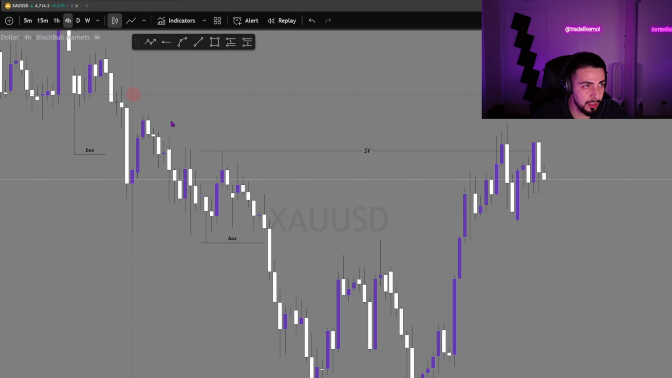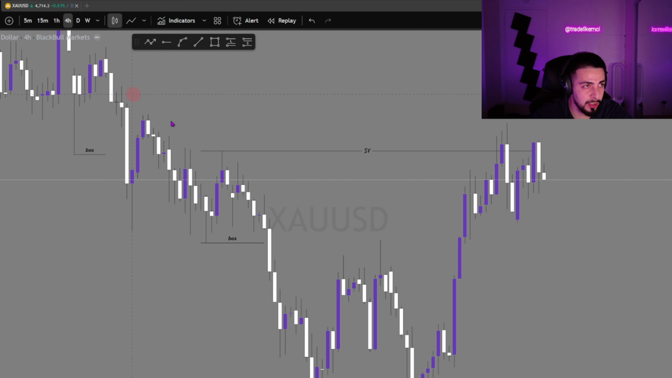So now we go on to the 4 hour. The 4 hour is telling me we are bullish. We have multiple breaks to the upside on the 4 hour now. So what we want to do is mark up our breaker structures. Breaker structure, and breaker structure would be here.